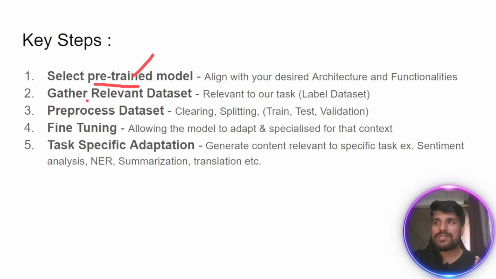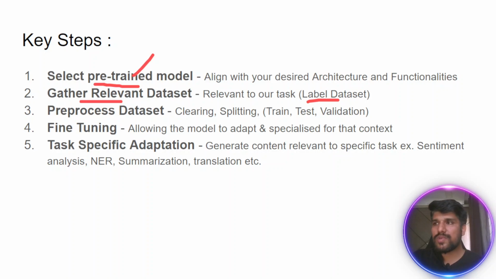The next is to gather the relevant data set. It is very important to have the relevant data set on which we want to train. Now, it is very important that this is a labeled data set. You should not have any unlabeled data set, otherwise the model will not perform well and will not give good results. So you should have a labeled data set, meaning your model should know what the input data is and what the output data is. This is what I mean by a labeled data set.